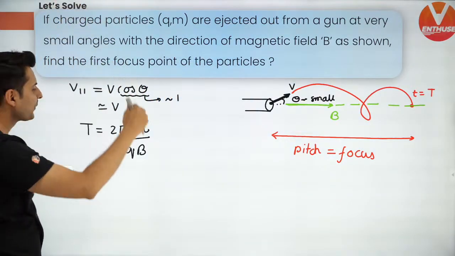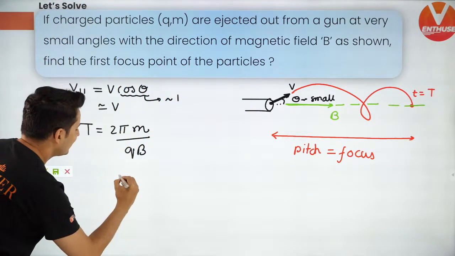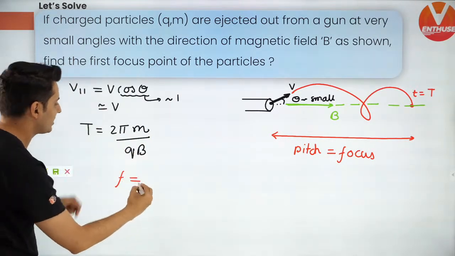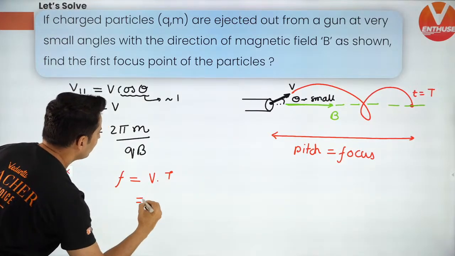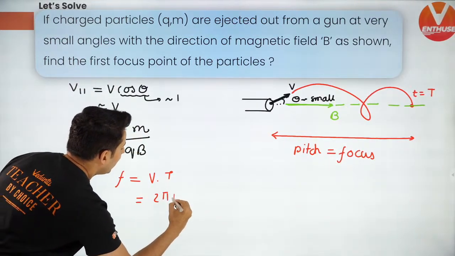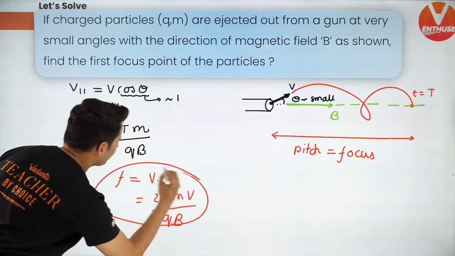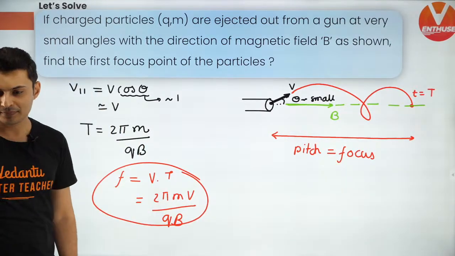So now, what will be the answer, guys? The focal length will be the pitch, and what is the pitch? It will be V into T. So it will be nothing but 2 pi m V by qB. That is the answer.